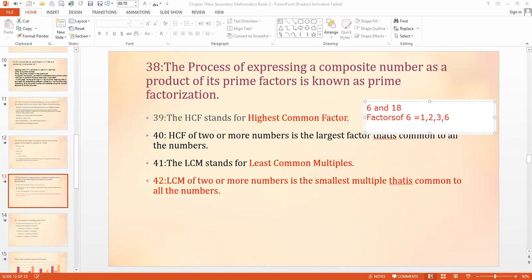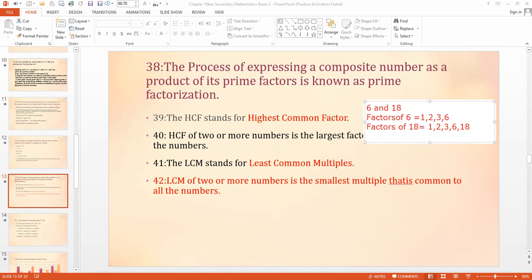Is 5 divisible? No. In the end, you have to write 6. Now move towards the next. Factors of 18. So we will get 1 is divisible, 2 is divisible, 3 is divisible, 3 6s are 18, yes. 4 4s are 16, 4 5s are 20. Is 4 divisible? No. 5, no. 6, yes. And in the end, you have to write 18.